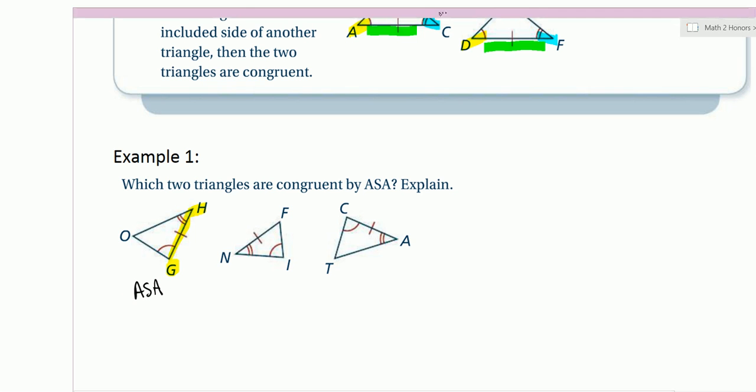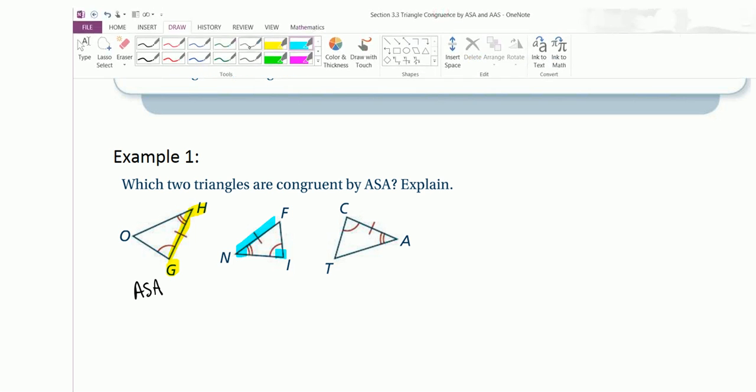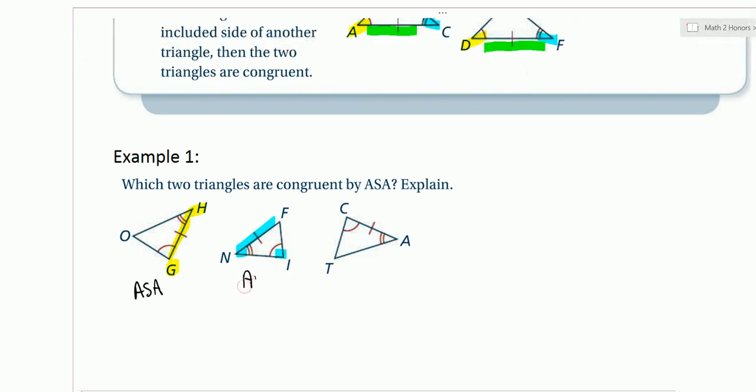In the second picture, we have two angles, but that side connecting the two angles, NI, we don't have that mark on it. Actually, the mark is at NF, and so if we were to read this, we would say angle, angle, side. So the two angles are first, reading from right to left, kind of going around that triangle clockwise: angle, angle, side.